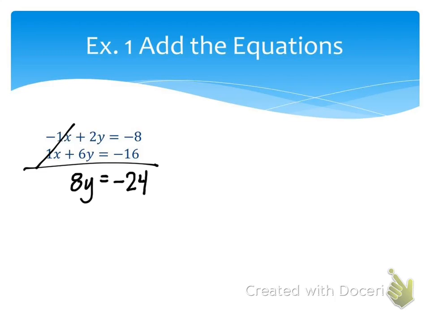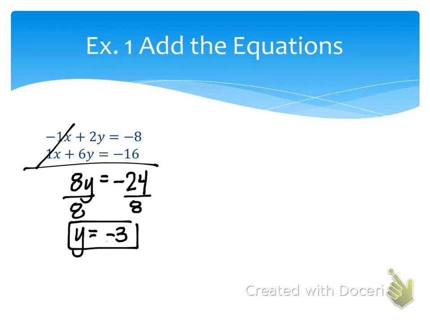Can I solve for y? Yep. Tyler, what am I going to do? Divide by 8. Divide by 8 on both sides. And what does y equal? 3. What kind of 3? Negative 3. Very good. Okay. Am I done? Is this my final answer? No. I need to plug it back in to solve for x.